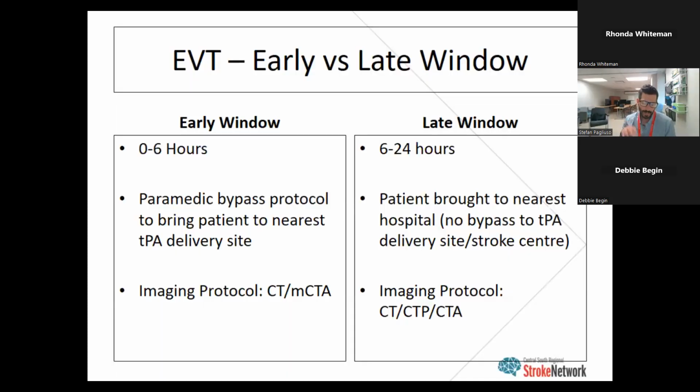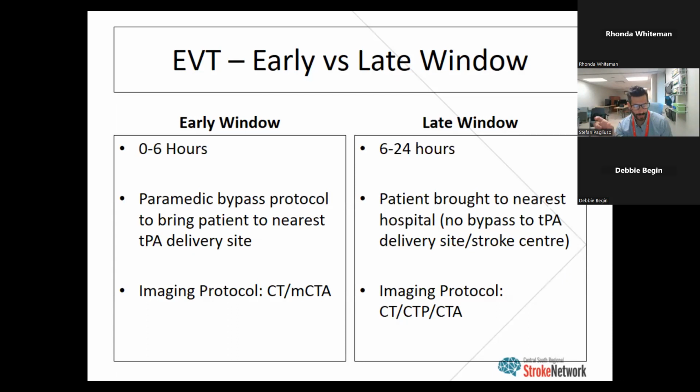So we'll go to the next slide, Rhonda. If a patient is found to be having a stroke in the early window, and what we mean by early window is the 0 to 6 hour window, the paramedics will utilize the bypass protocols we spoke about to get a patient to a stroke center ASAP. Once there, the patient will have an imaging protocol that includes a CT and multi-phase CTA.